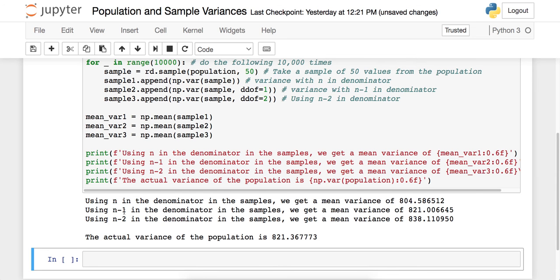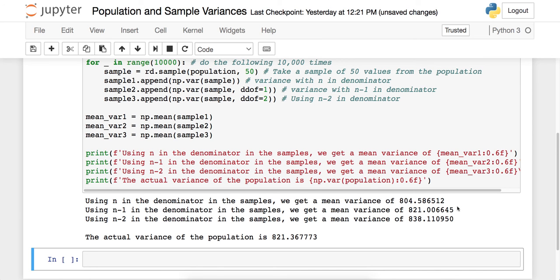So in terms of targeting what the population variance is for samples, that's why we divide by n minus 1, because look at this value of 821.0066 compared to the actual variance of the population. Using n in the denominator, that value is typically less; it underestimates. And just for fun, using n minus 2 in the denominator tends to overestimate. So using n minus 1 is kind of like that third bowl of porridge.